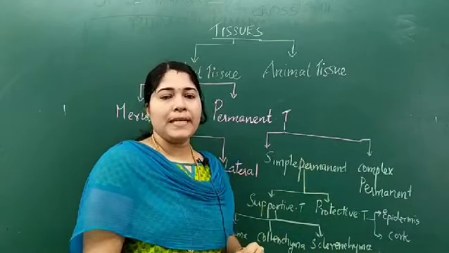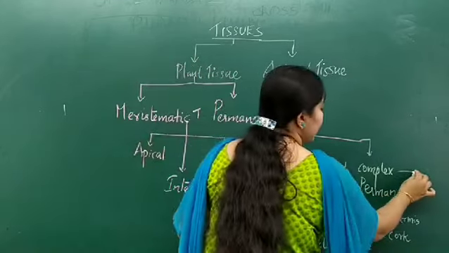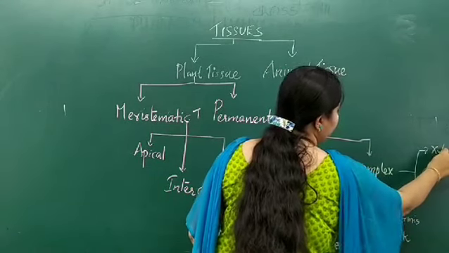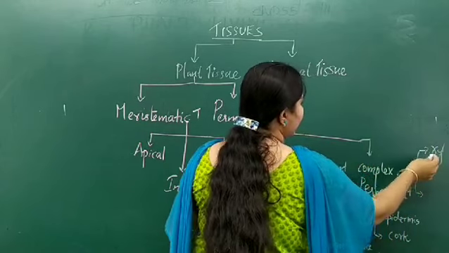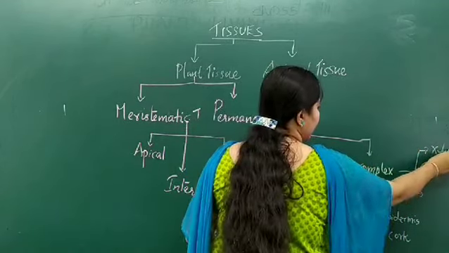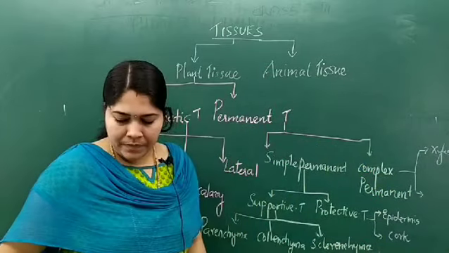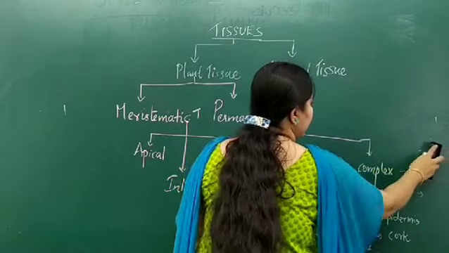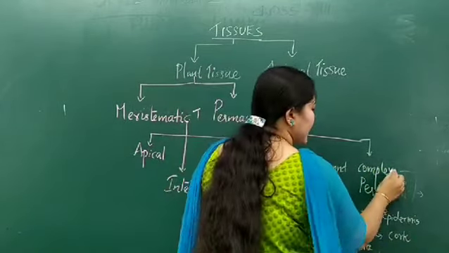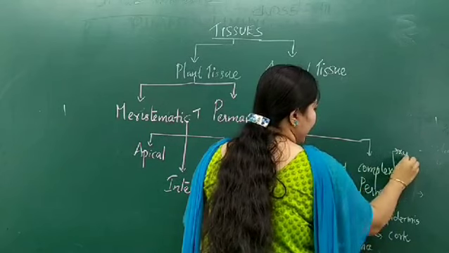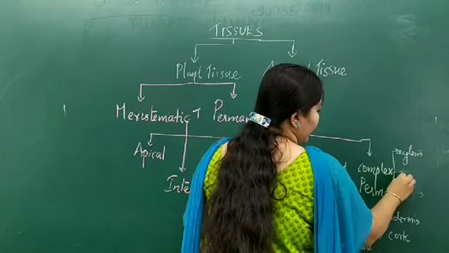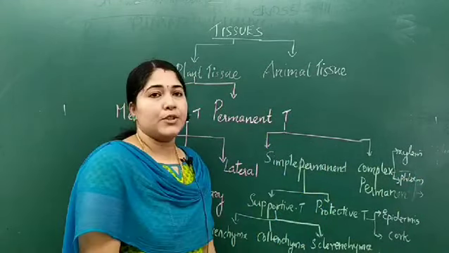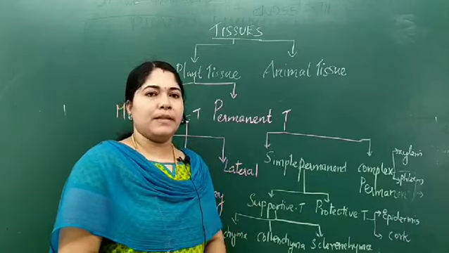Then we come to the complex permanent tissue. This complex permanent tissue is of two types. One is called the xylem and the other is phloem. We'll write it again. That is the complex permanent tissue. There are two types. Write it here: xylem and phloem are the two types of complex permanent tissue.